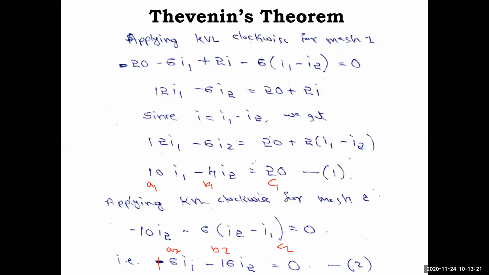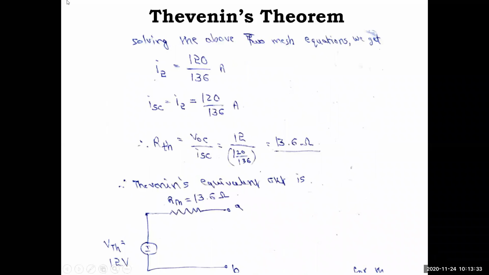The first value will be I1 and the second value will be I2. But we are interested only in the second answer. I2 I will note down, which is the ISC current. So solving the above two mesh equations, we get I2, which is written here. See here, this is solved: 120 by 136 amp. The calculator will give some decimal points, but you can write it like this. So from this, RTH is equal to VOC by ISC. So 12 divided by 120 by 136, simplified, 136 by 120 times 12, it is 13.6 ohm. This is the RTH value.